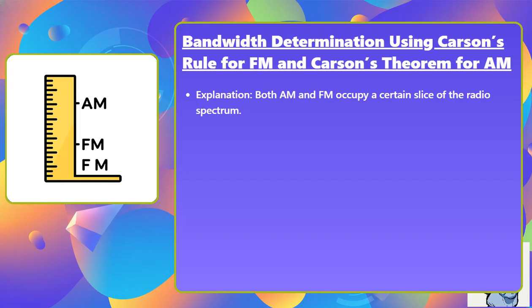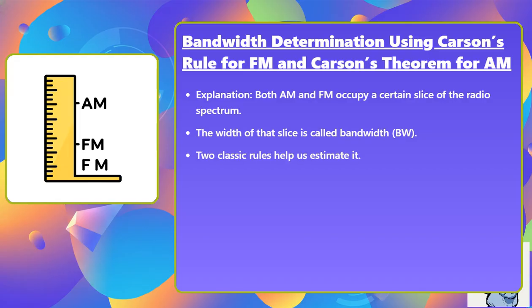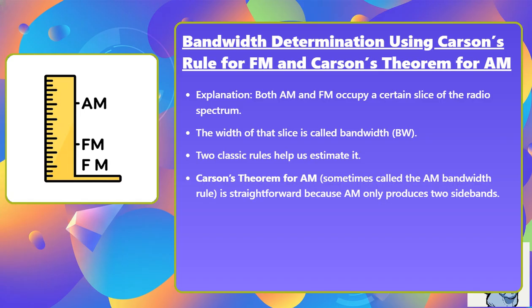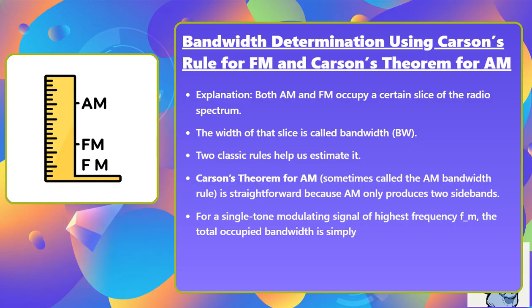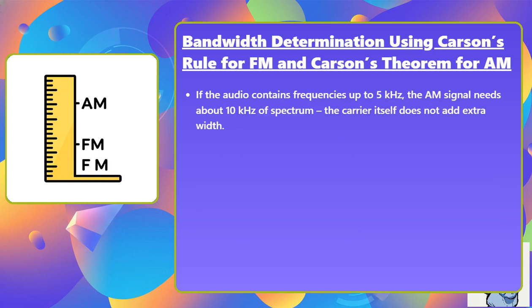Both AM and FM occupy a certain slice of the radio spectrum. The width of that slice is called bandwidth, BW. 2 classic rules help us estimate it. Carson's theorem for AM, sometimes called the AM bandwidth rule, is straightforward because AM only produces 2 sidebands. For a single tone modulating signal of highest frequency f_m, the total occupied bandwidth is simply BW_AM = 2 f_m. If the audio contains frequencies up to 5 kHz, the AM signal needs about 10 kHz of spectrum. The carrier itself does not add extra width.